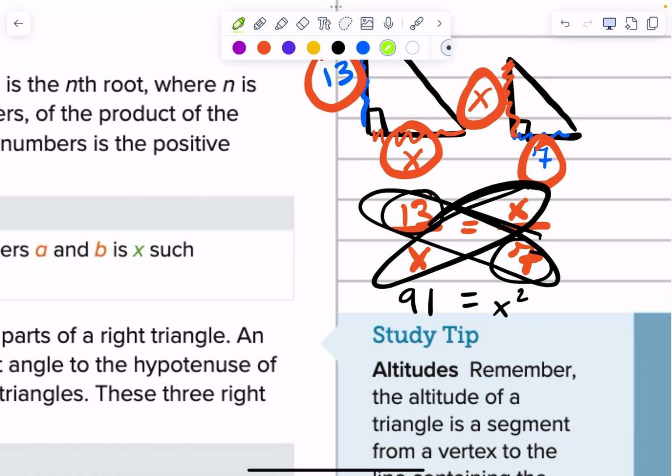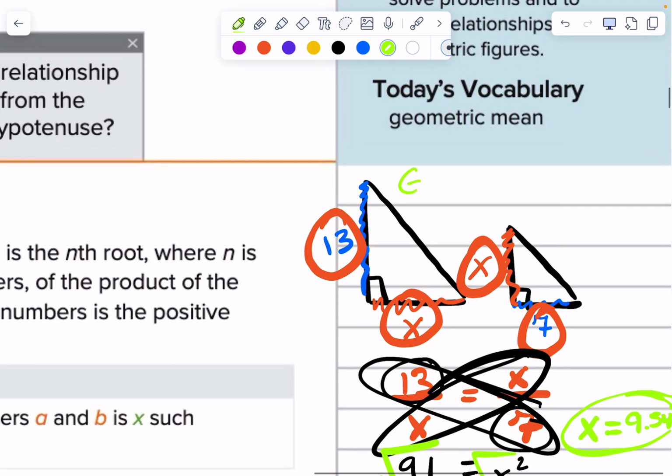Take the square root. What's the square root of 91? 9.54. Right here. 9.54. There it is. What we just did was we found what's called the geometric mean for 13 and 7. They will say find the geometric mean of 13 and 7. Now, not the same thing as the regular mean.